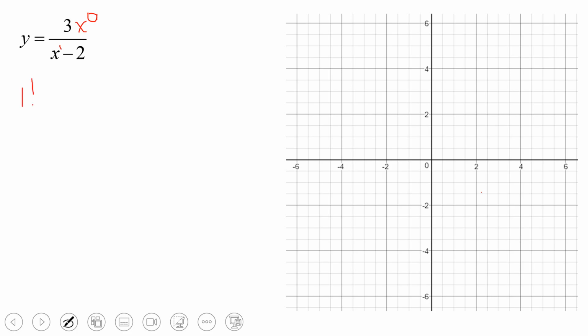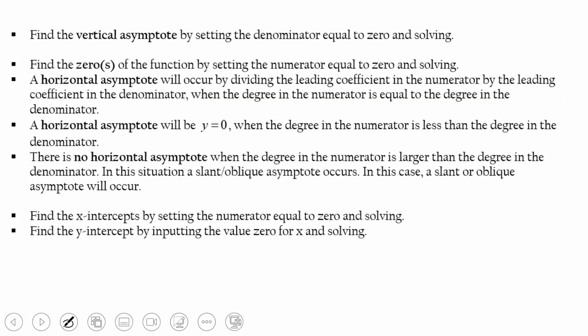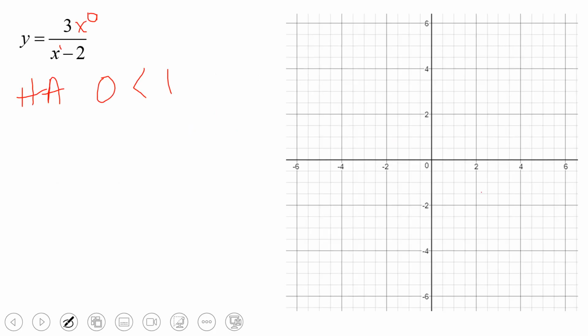I'm going to start off with what is the horizontal asymptote. Okay, so the degree in the numerator is 0, and the degree in the denominator is 1. So the numerator is less than the denominator for the degrees. When the degree in the numerator is less than the degree in the denominator, we have y equals 0. Okay, so my horizontal asymptote is y equals 0.